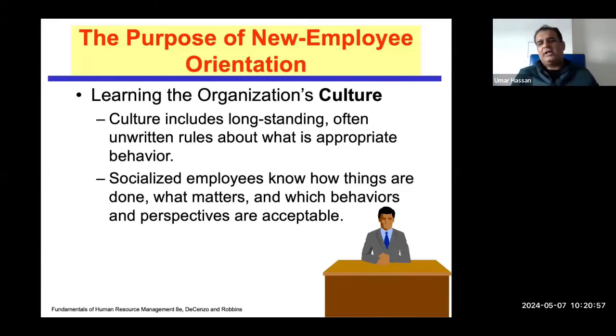So, socialized employees know how things are done, what matters, and which behaviors and perspectives are acceptable. There are different jargons that employees of an organization use. There are different keywords and terms. Like for example, in our university where I teach, we don't use the word class very frequently. We use the word course folder. This may be very strange for you because you may not be able to understand what it means. Our jargon is, have you taken the course folder? This means, have you taken the class?